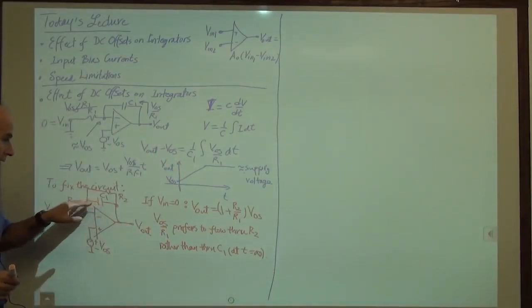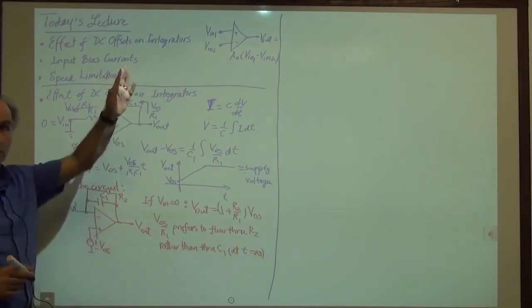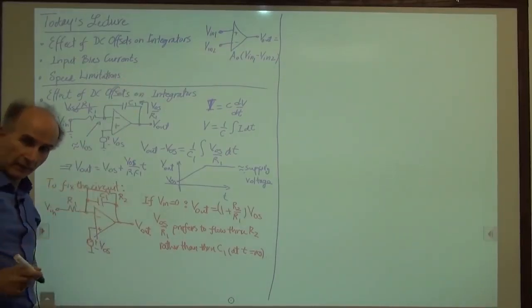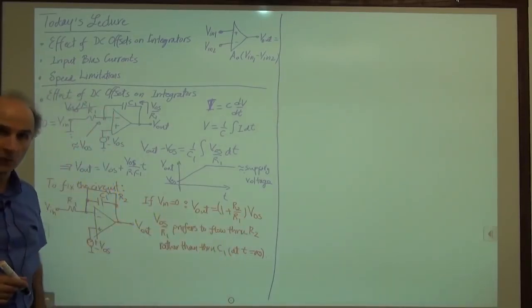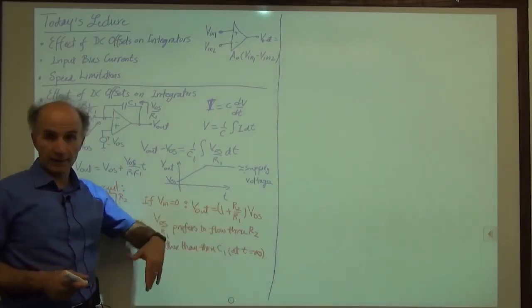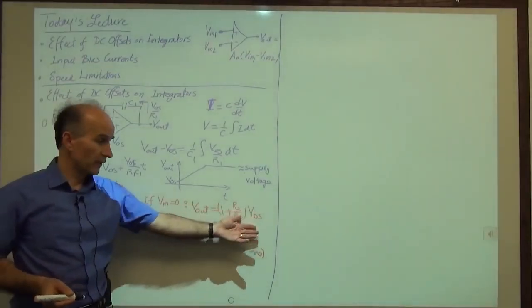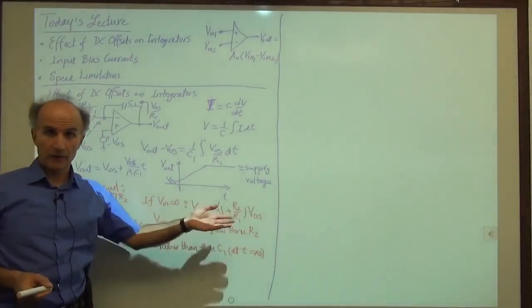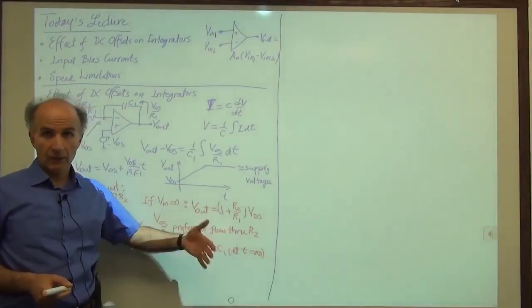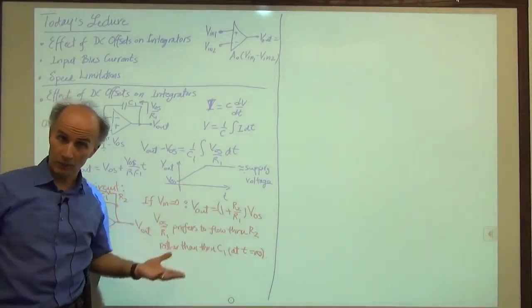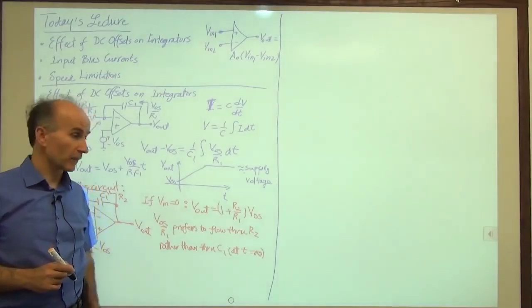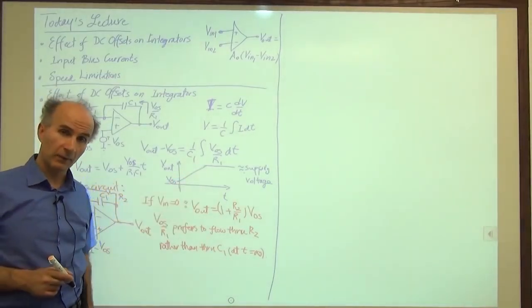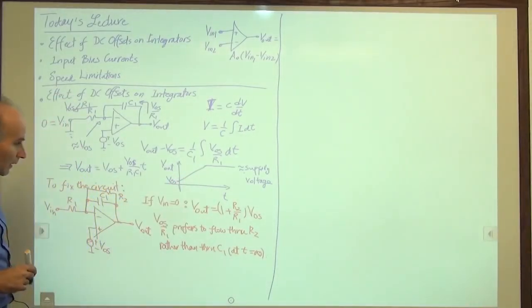So the voltage across the capacitor does not grow indefinitely. The op-amp does not saturate. The op-amp only produces this much offset. So if R2 over R1 is, let's say, 10, we amplify the offset by a factor of 11. If the offset is 1 millivolt, we have 11 millivolts of offset at the output, which is not a huge deal as opposed to when the op-amp saturated completely. Okay, so that is the fix.